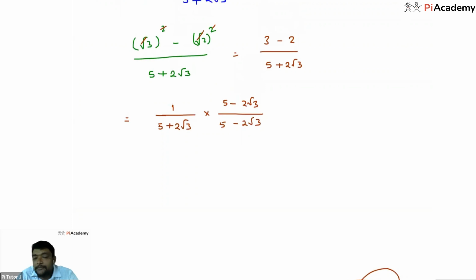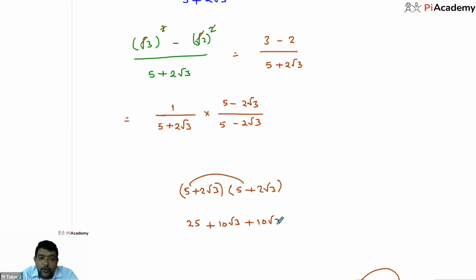Does that make sense, Anjani? But if you do 5 plus 2 root 3 as well, wouldn't you still get a whole number? No, you won't get a whole number. 5 plus 2 root 3 times 5 plus 2 root 3. Let me show you. 5 times 5 is 25. And 5 times 2 root 3 is 10 root 3. And 5 times 2 root 3 is again 10 root 3. And 2 root 3 times 2 root 3 is 4 times 3, which is 12. So plus 12. We have 25 plus 12 is 37 plus 20 root 3.